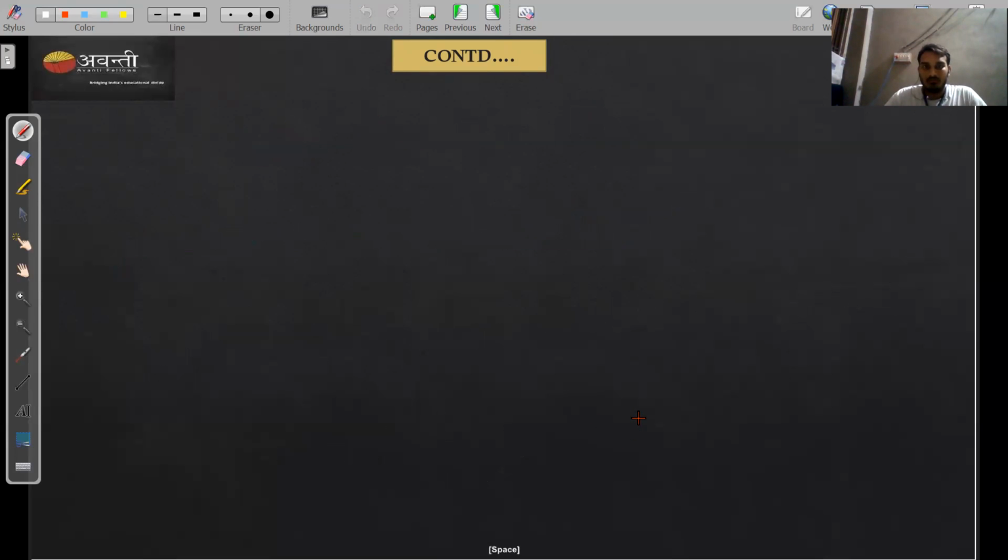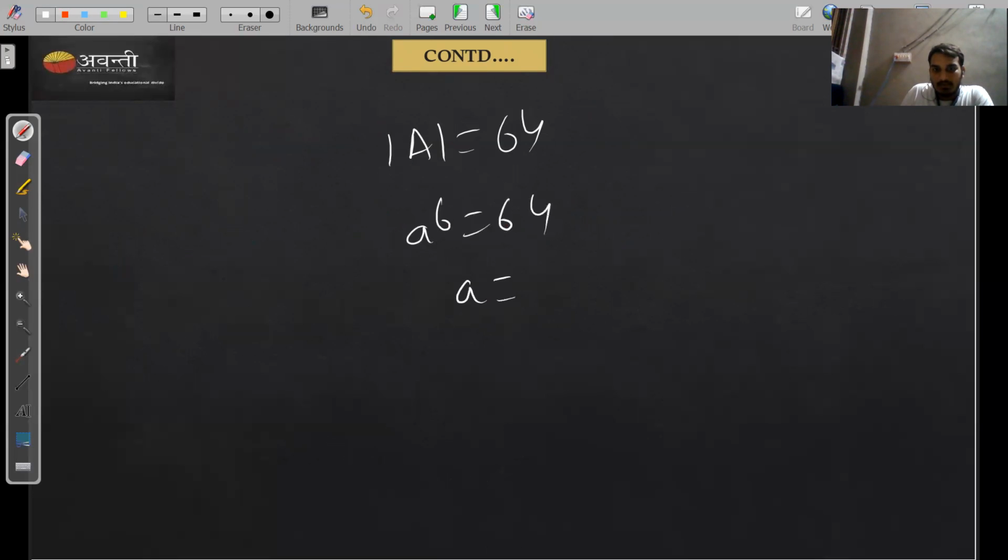But still we don't know A, right? But the determinant is given as 64. The determinant, with A, B, C, D, E, F all equal, is A raised to the power, which is 64. So tell me, A is 2 or not? A is 2.